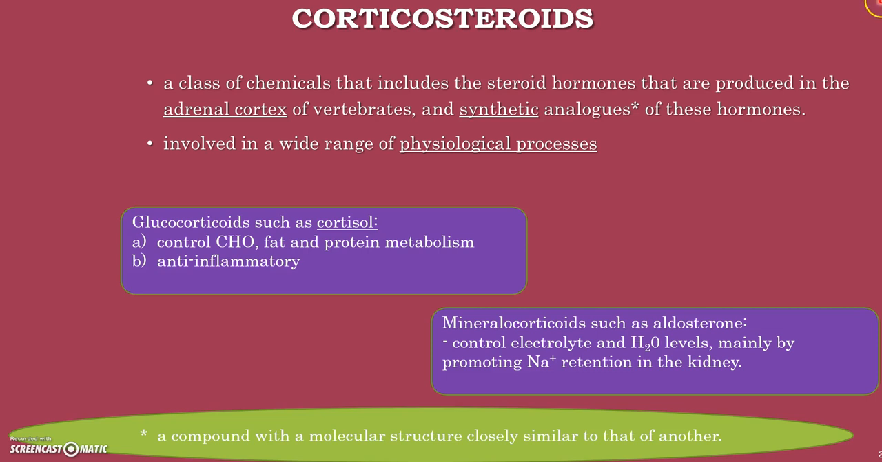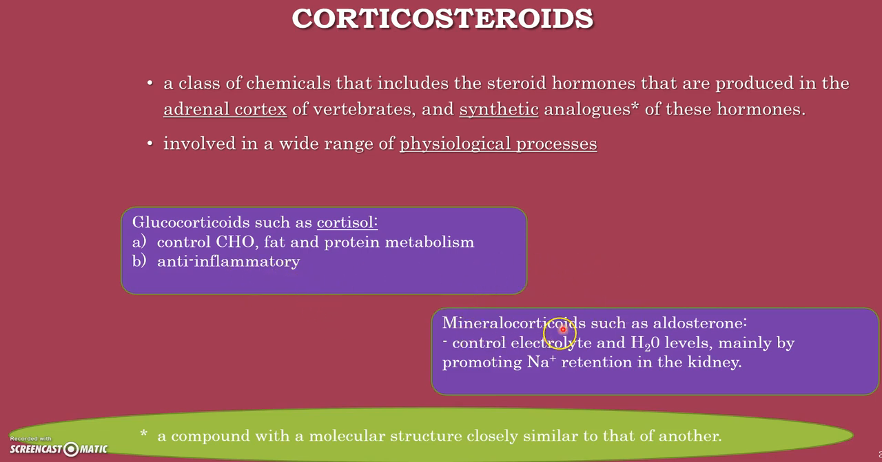So we have two main groups of corticosteroids. We have the glucocorticoids, which are produced in the zona fasciculata area of the adrenal cortex, such as cortisol, which is involved in controlling carbohydrate, fat, and protein metabolism, and they also have anti-inflammatory effects.